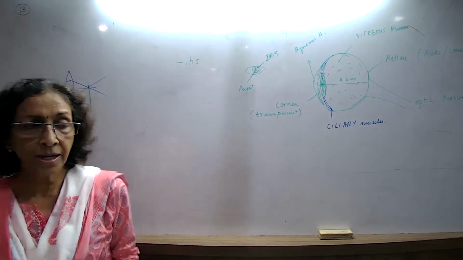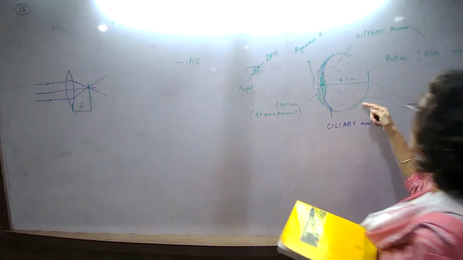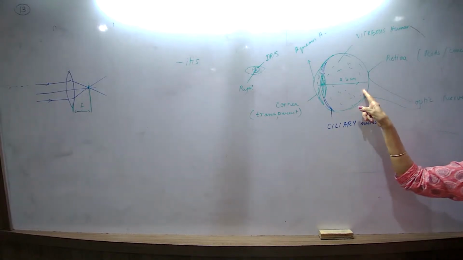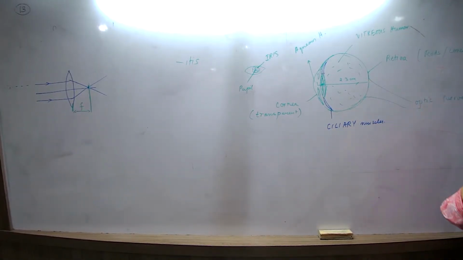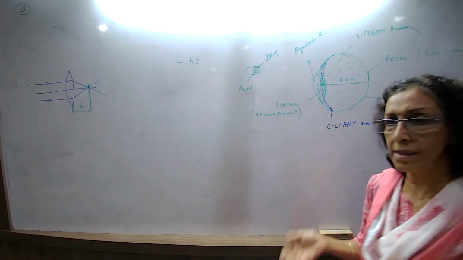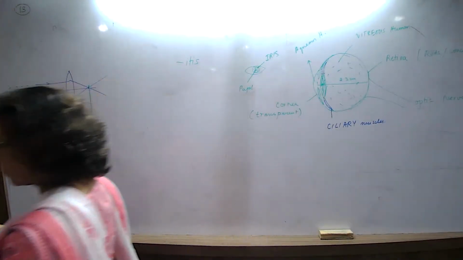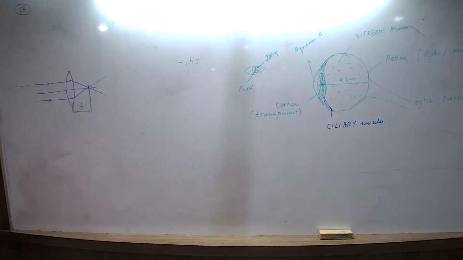Retina. Where is the retina? It's here. Okay. And what is the function of the retina? Obtain the image. Yes, it's a screen for the image to be formed, and it is a light sensitive screen. The light sensitive cells get activated upon illumination and they generate electrical signals.